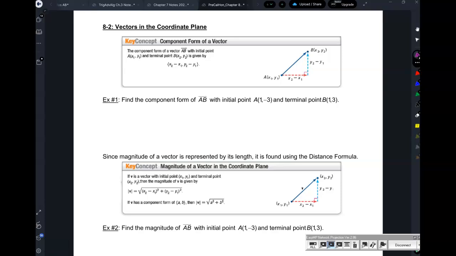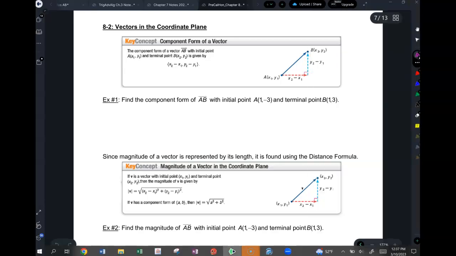All right, so let's talk about vectors in the coordinate plane. Remember what we said about vectors is they have a starting point and an ending point, right? So we can put the starting point and the ending point on a coordinate plane, and then we can talk about how to find the magnitude and the direction and all that stuff.